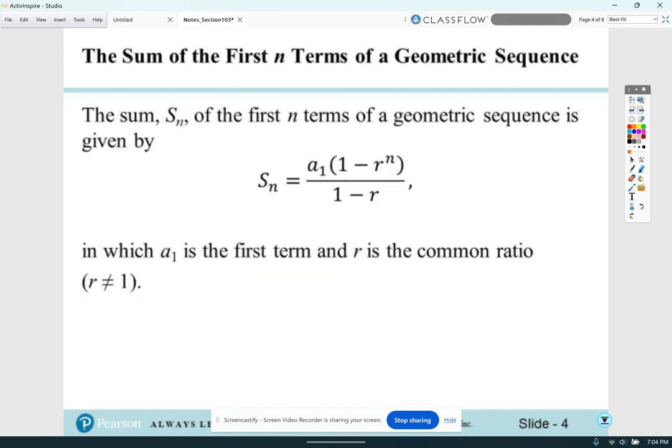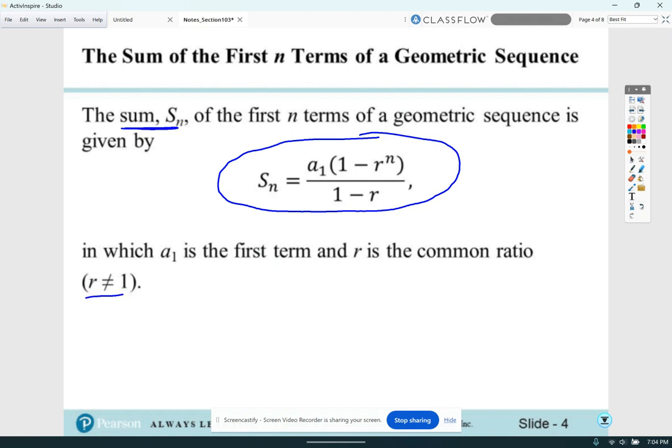Another formula we need, and we're not going to go through where this one comes from, but it is a formula you need to know, is the formula for adding up the first n terms of a geometric sequence, so the sum. And this is what the formula looks like. The first term there is your a sub 1, and r stands for the common ratio, and r can't equal 1.